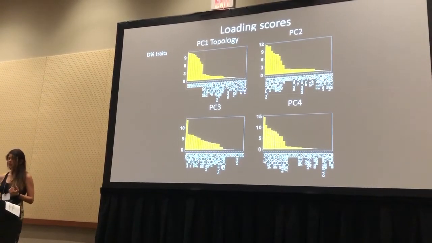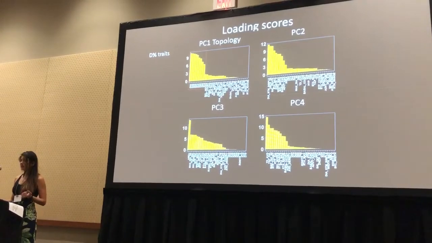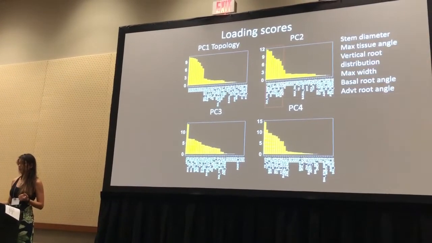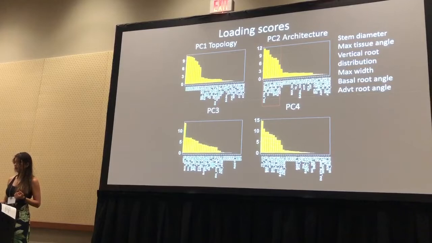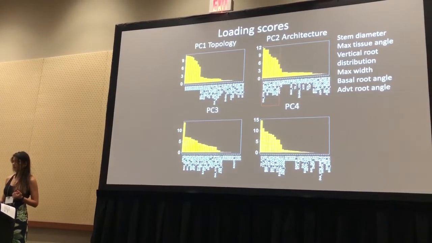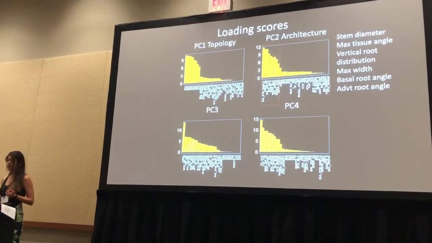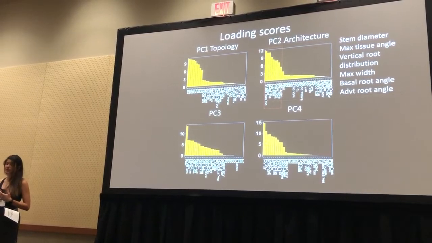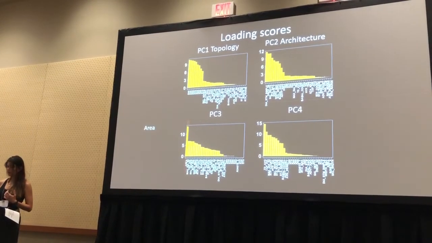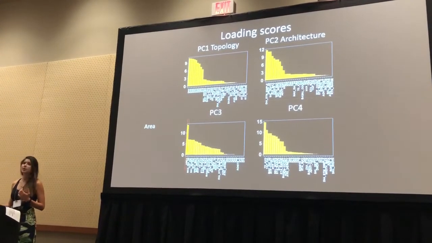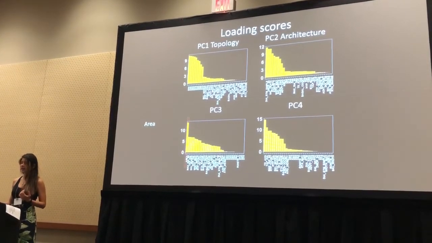topology. And the second principal component was loaded most strongly by stem diameter, max tissue angle, vertical root distribution, max width, basal root angle, and adventitious root angle. This is telling me something about the spatial structure of the root system. So I term this architecture. The third component is root area, so I term this size.